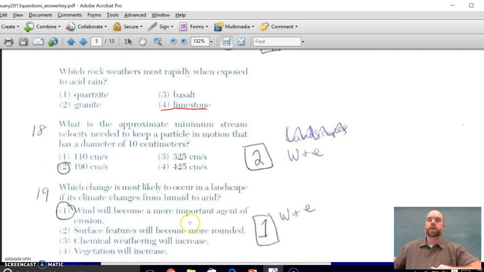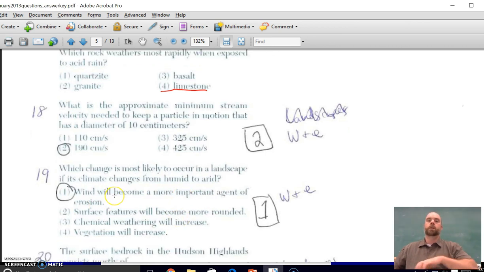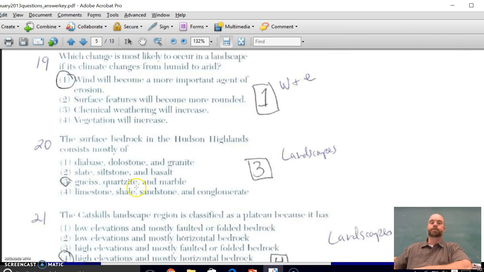Which change is most likely to occur in a landscape if the climate changes from humid to arid? Wind would become a more important agent of erosion. If you have less water, you're not going to have a lot of chemical weathering, you're not going to have a lot of vegetation, surface features will become more rounded, you're going to have more wind. That is going to cause erosion.